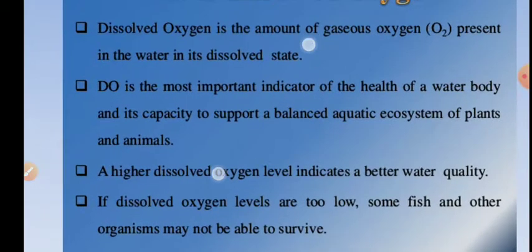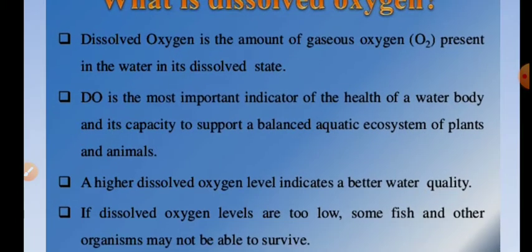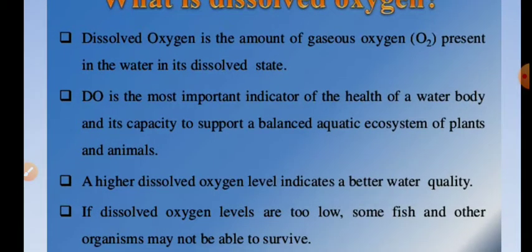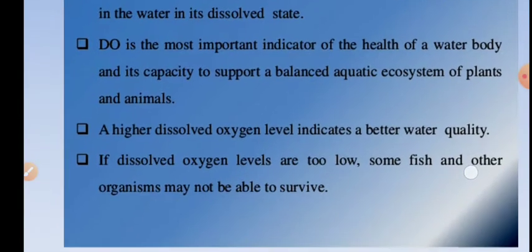Now, what is dissolved oxygen? It is the amount of gaseous oxygen present or dissolved in water. Dissolved oxygen is the most important indicator of the health of a water body and its ability to support a balanced aquatic ecosystem of plants.